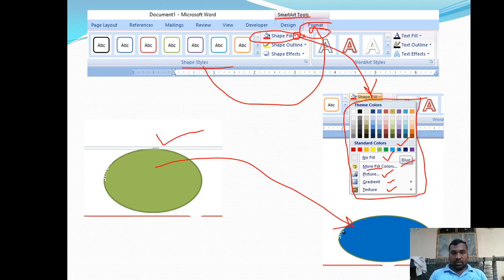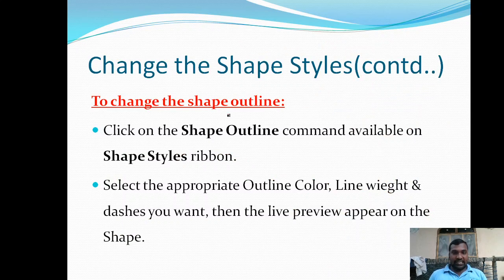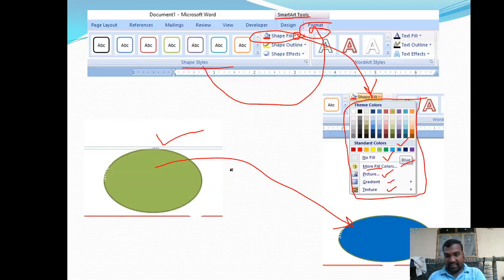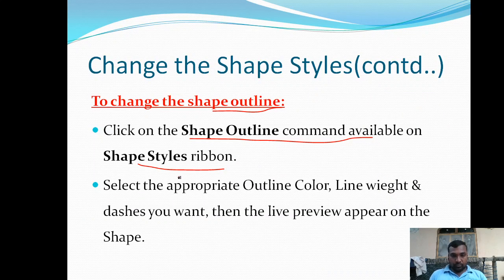Next, if you want to change the shape outline, in the sense of the border of this shape, click on the Shape Outline command available in the Shape Styles group, under Shape Fill. Select the appropriate color, line weight, and dashes you want, then the live preview appears on the shape.